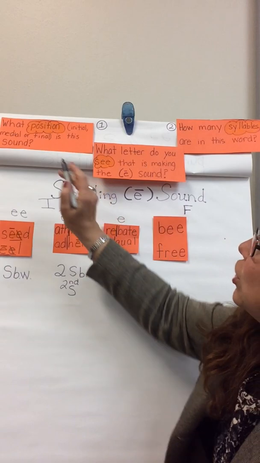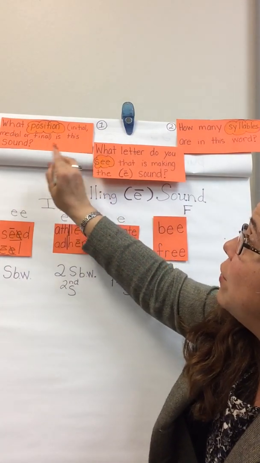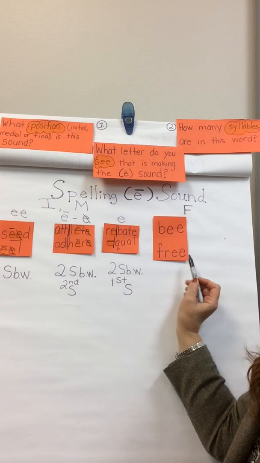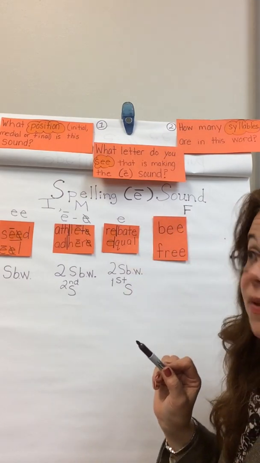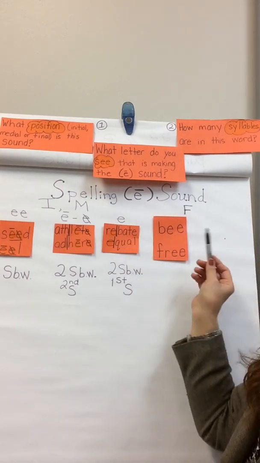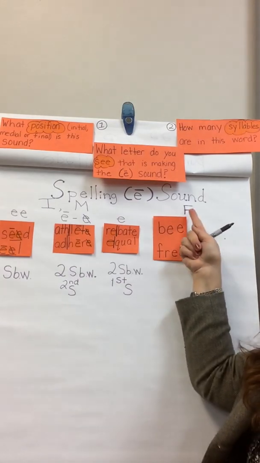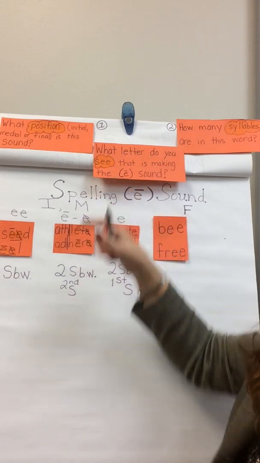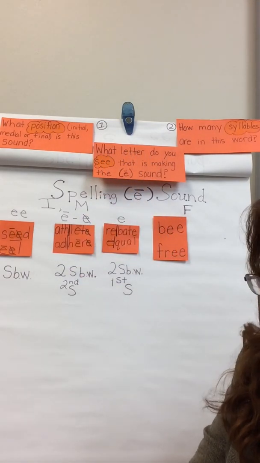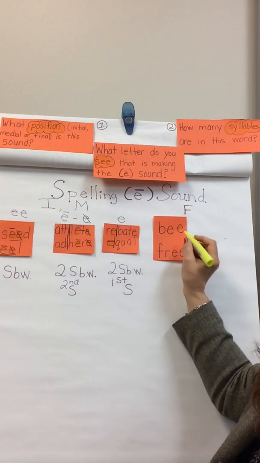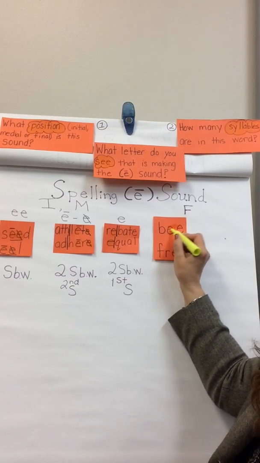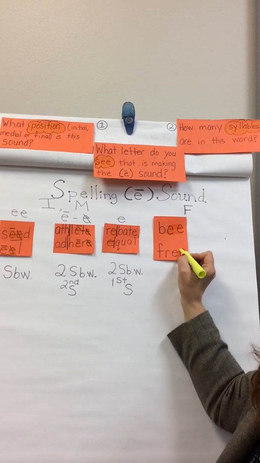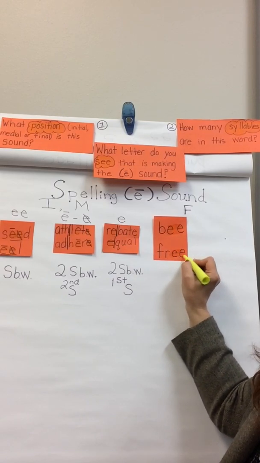Let's go back to my questions. What position, initial, medial, or final, is the sound? Be. Free. Where are we hearing that E sound? Correct. It's in the final position. Next question. What letter do you see that is making the E sound? Well, let's look at it carefully. Be. There it is. Digraph E-E. Free. There it is. Digraph E-E.